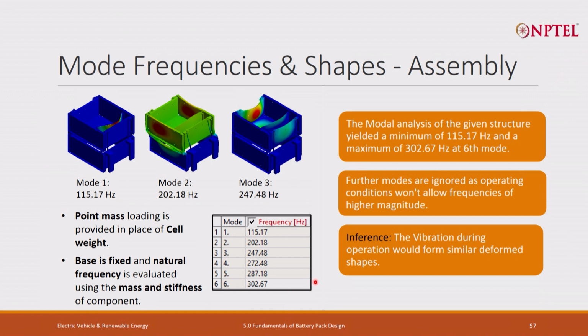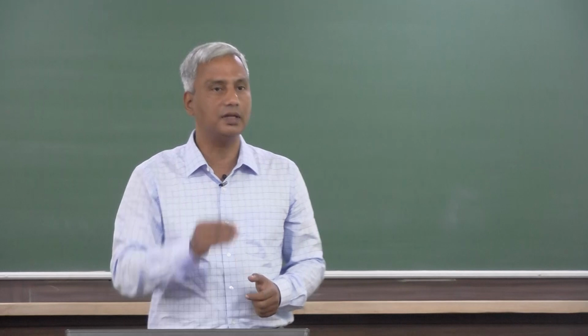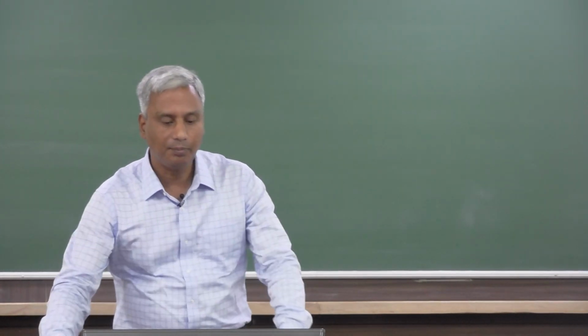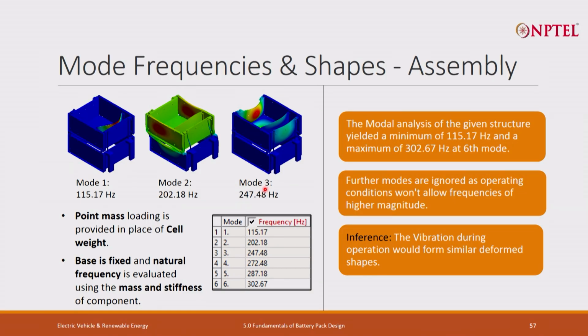So what this vibration shows here is, if this frequency comes into the picture during the test or during the operation of the vehicle, the shape of the structure would be like this. So if my shape is coming like this in this mode 3, and I want to avoid it, I may provide additional stiffness by bolting it or by increasing the thickness of this plate.